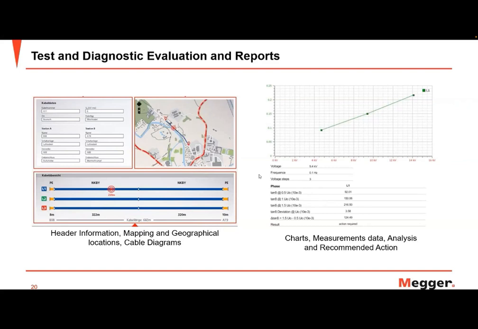So comprehensive reporting capabilities. And on the right, we have the analysis: the charts, the measurement data, as well as the recommended action. In this case, a tan delta measurement was performed. We can see the measurement at 9.4 kV, the frequency, the voltage steps, as well as the results of the measurement and some of the statistics that were determined there, as well as the result giving us the recommendation.